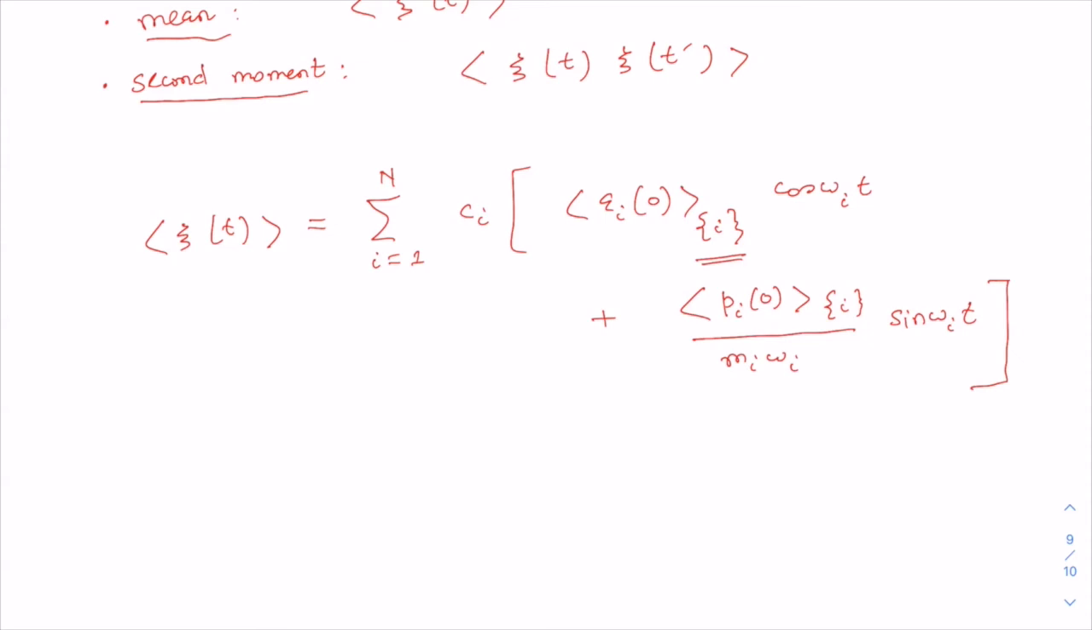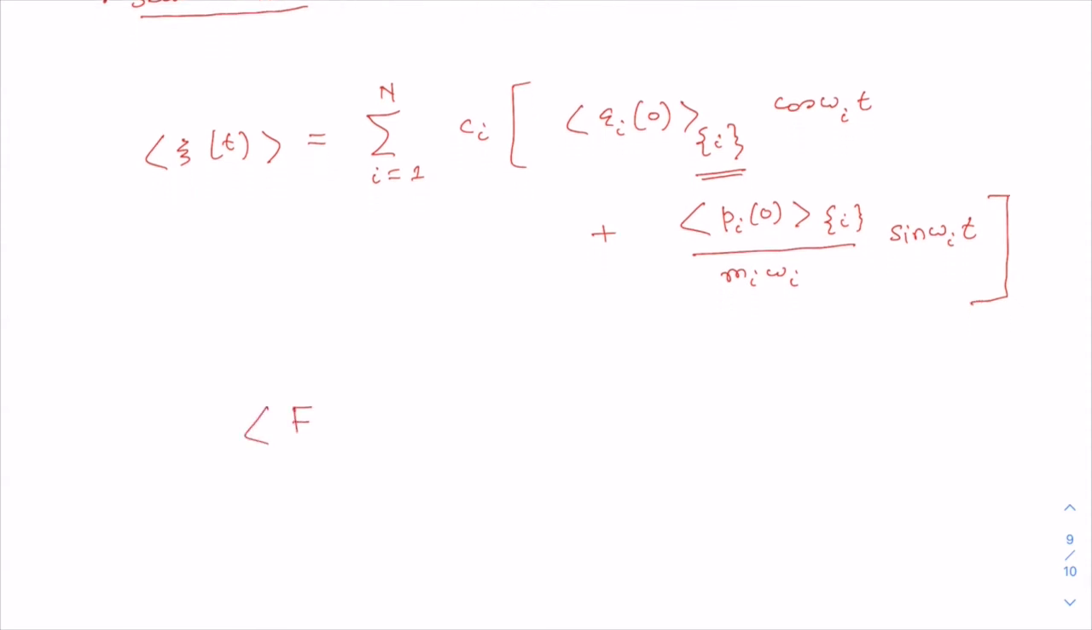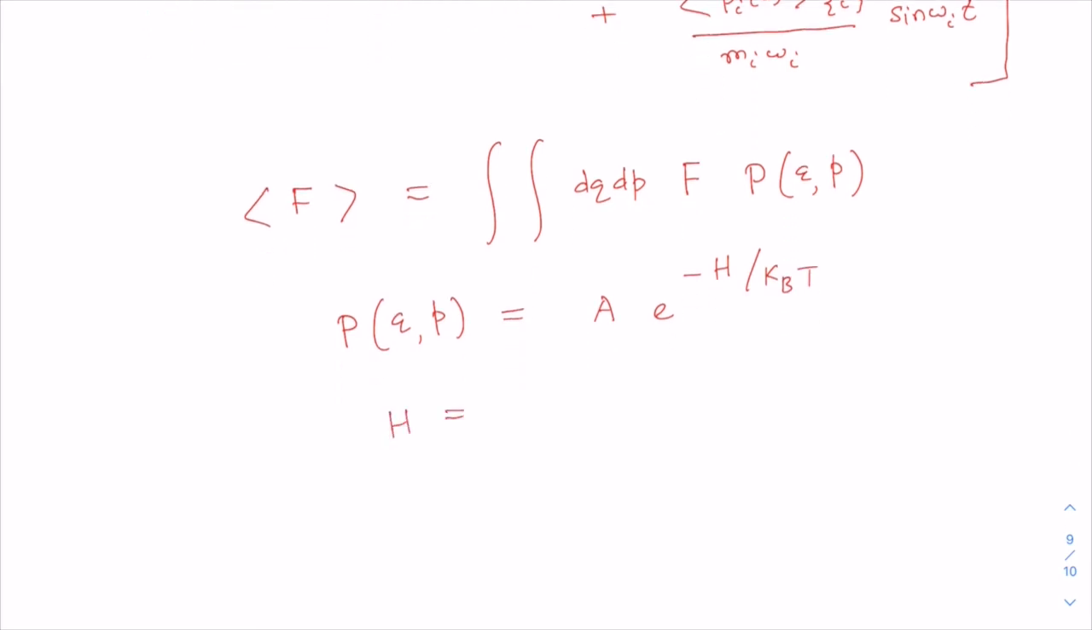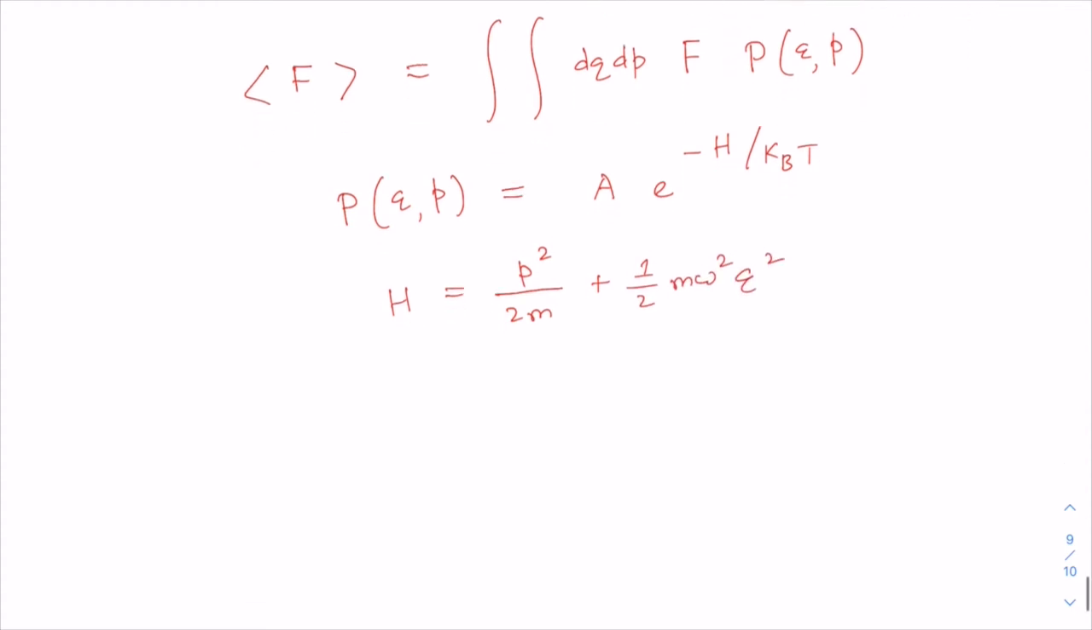Now hopefully you know that the average of a variable, say f, in the phase space is given by this. It is the integration over all the phase space variables q and p, dq dp, and then we have this variable f, and then we have this probability function P, which is a function of the variables q and p. Here this probability function we are taking as the so-called canonical ensemble, therefore the probability function would be some constant A times e to the power minus the Hamiltonian, or the energy, divided by kBT. In fact, here it's a harmonic oscillator we are dealing with, so H is equal to p squared by 2m plus half m omega squared q squared.